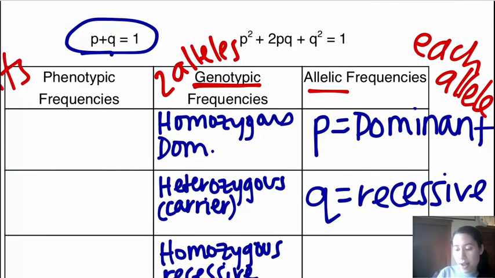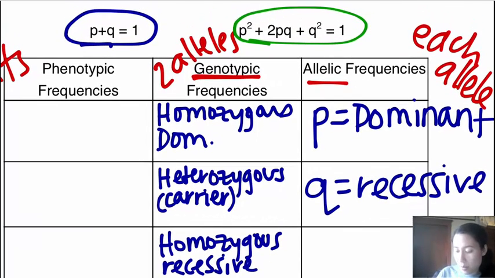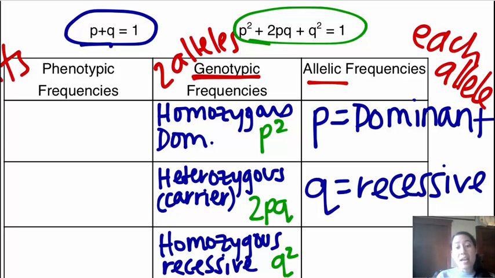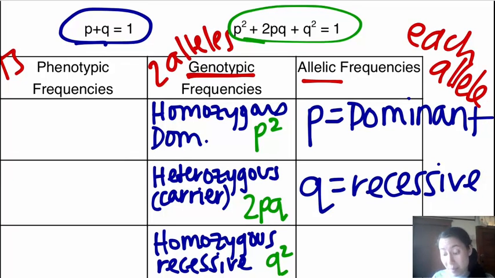And these frequencies are found here in this equation. So I have homozygous dominant is represented by P squared. Heterozygotes are represented by 2PQ, and homozygous recessive is Q squared. Now, this is really important to keep separate from the allelic frequencies. Genotypic frequencies refer to the number of individuals in the population that have this set of 2 alleles. Allelic frequencies are the percentage of dominant and recessive alleles in the problem overall.